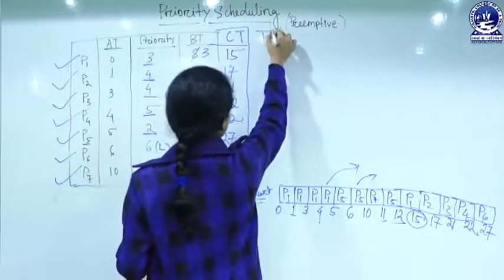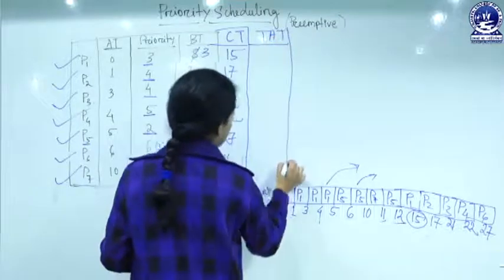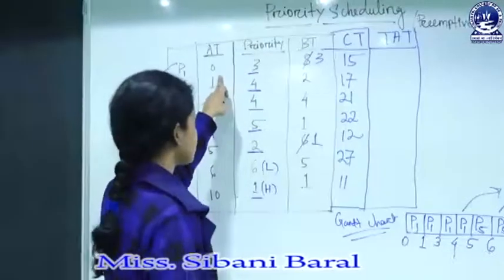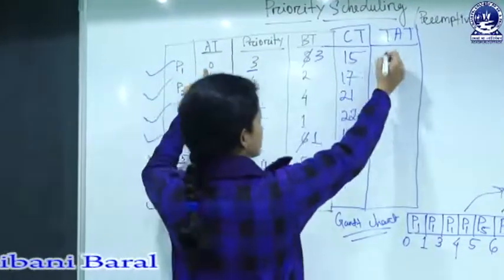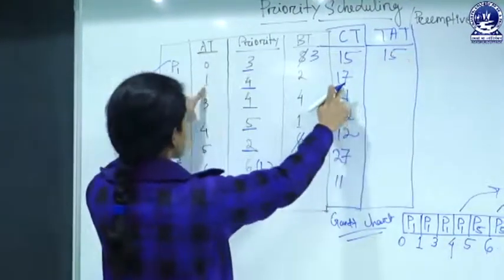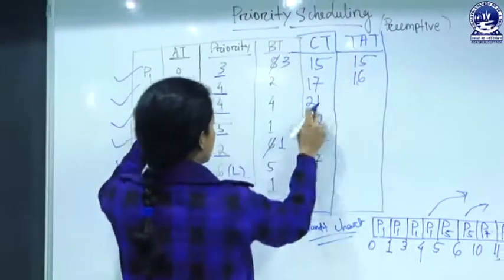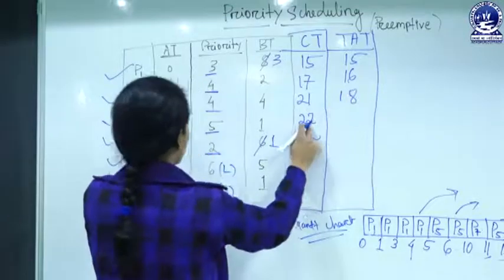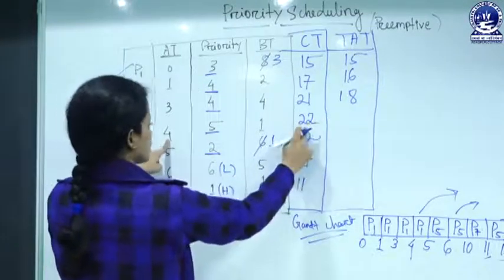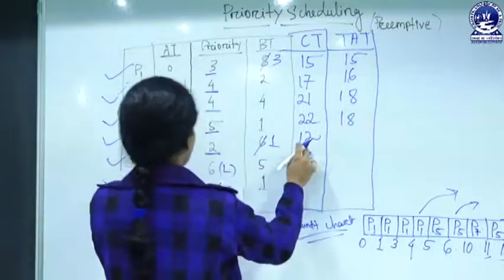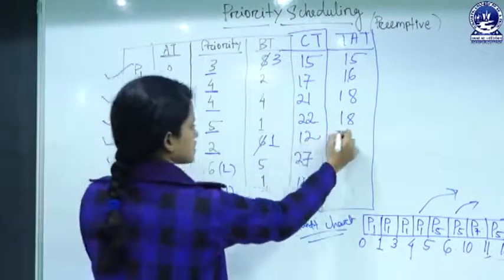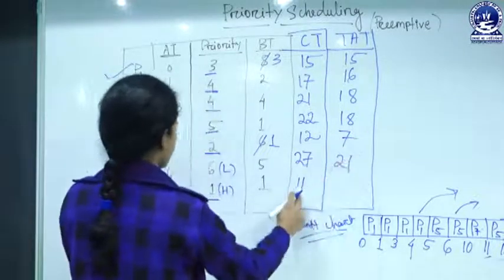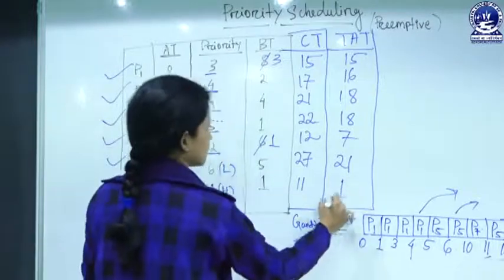Next is turnaround time. Turnaround time means completion time minus arrival time. 15 minus 0, that is 15. 17 minus 1, 16. 21 minus 3, that is 18. 22 minus 4, that is 18. 12 minus 5, 7. 27 minus 6, 21. 11 minus 10, that is 1.